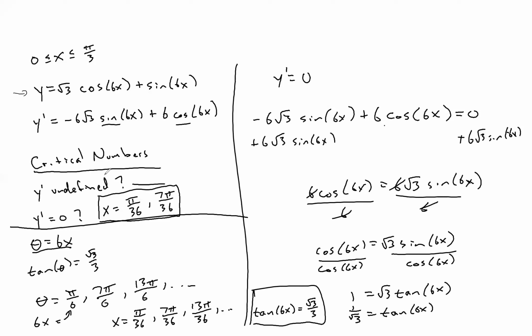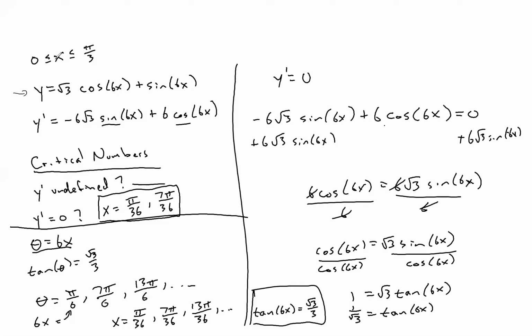All right, so if they don't give us an interval to work with, then we have to describe all of the critical numbers. There's infinitely many of them. But if they give you some interval to work with, then just pick the ones that are inside that interval. All right, so we've only got 2 critical numbers inside this closed interval.